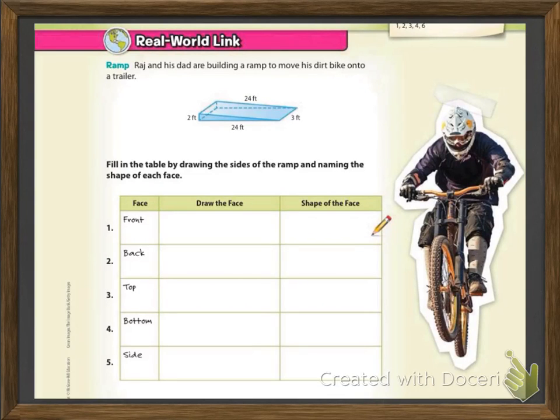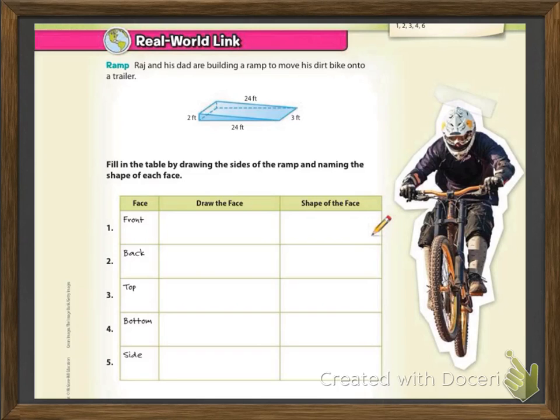So look at the real world link. What we're going to do is use the picture that we have here in the center of this page, and we're going to fill in the table that is drawn below. It says here that Raj and his dad are building a ramp to move his dirt bike onto a trailer. So we're going to talk about number one, where it says the face, like what shape is the face in.